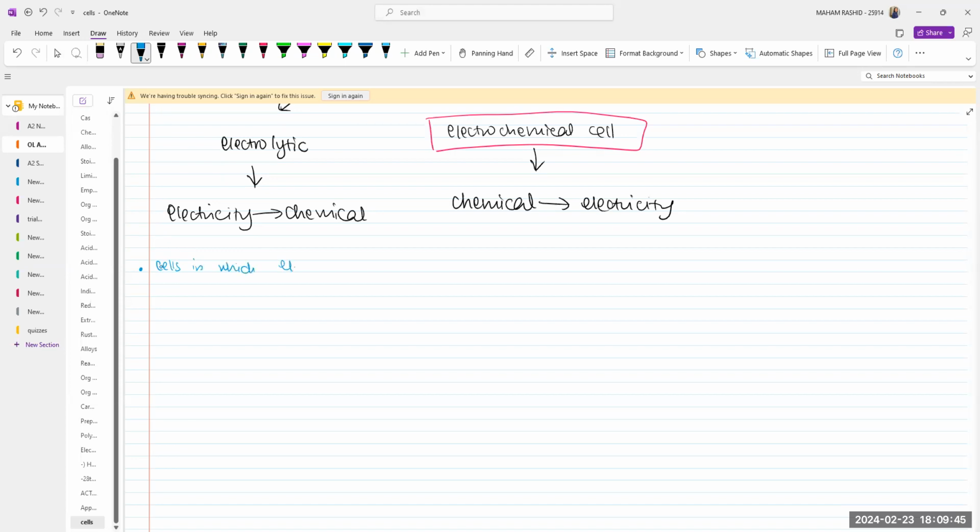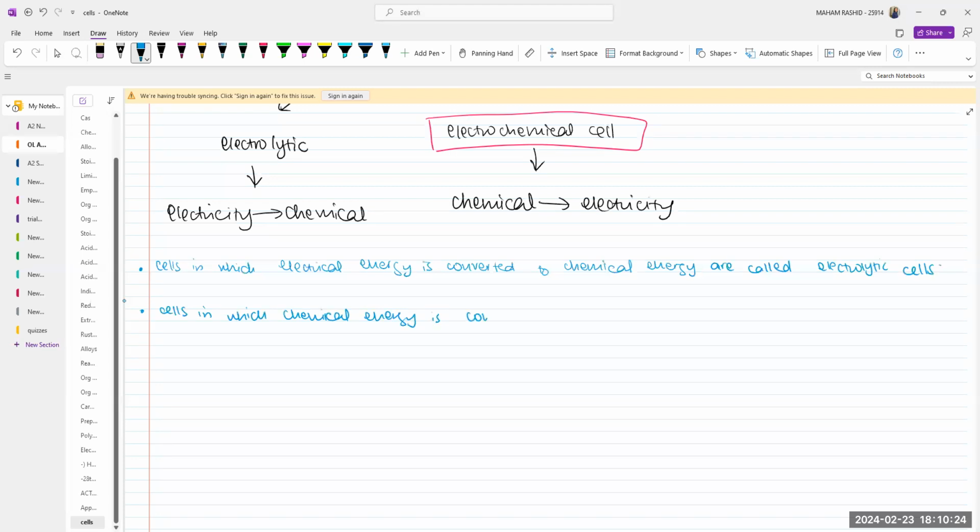Cells in which electrical energy is converted to chemical energy are called electrolytic cells, and cells in which chemical energy is converted into electrical energy are called electrochemical cells.